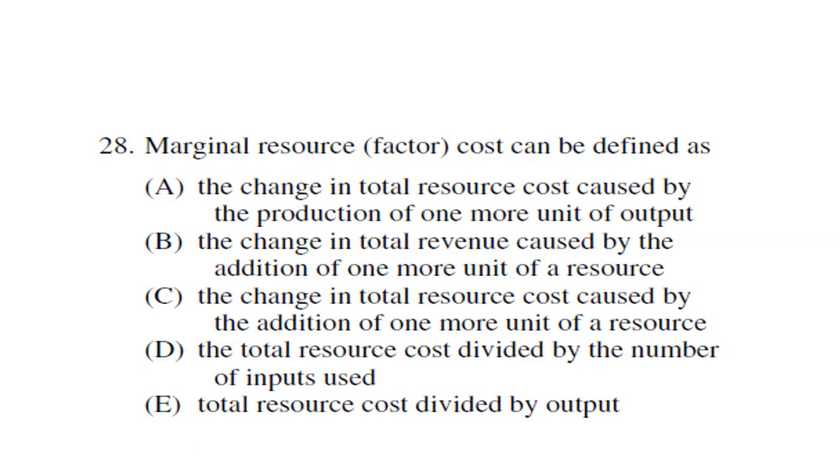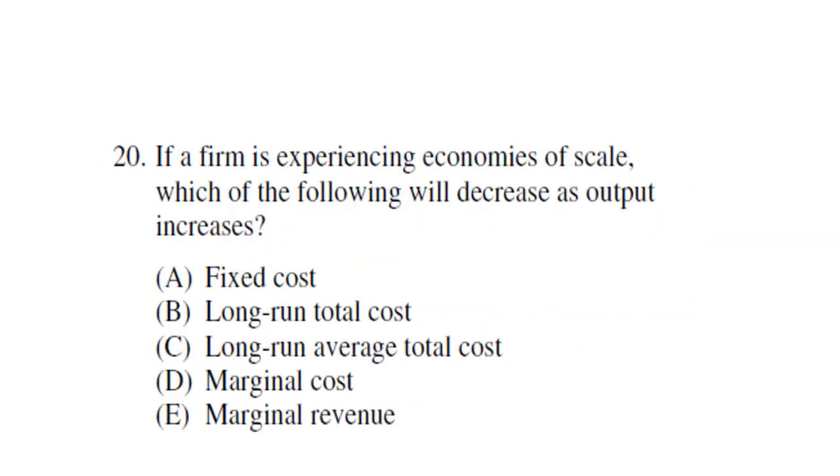Go ahead. It's C. It's the change in total resource cost caused by the addition of one more unit of resource. A, by the way, the change in total resource cost, that's marginal cost. Okay? C would be marginal resource cost. Okay. Give you a minute on this one.